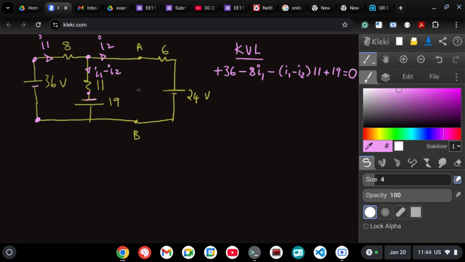Now look at this part of the circuit. Let's say I start here at the top corner. I2 is going through 6 ohms, so 6 into I2.